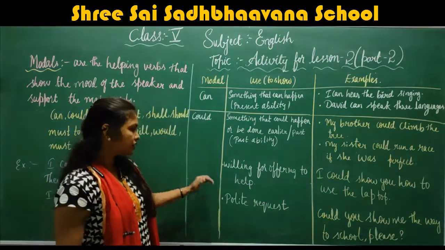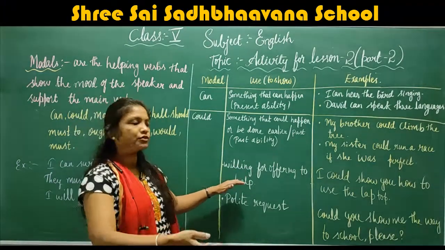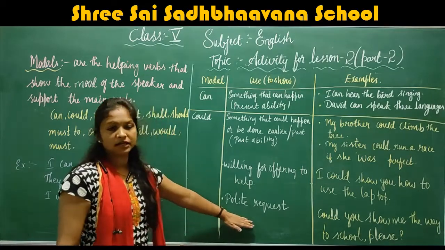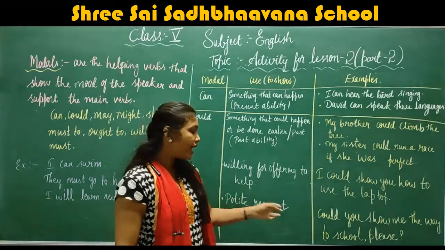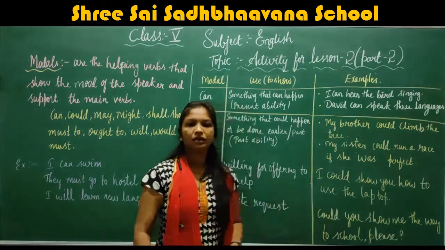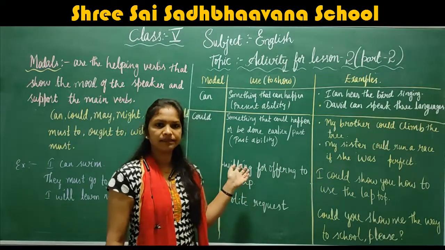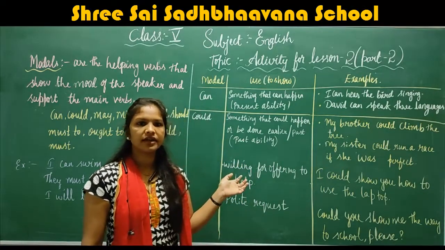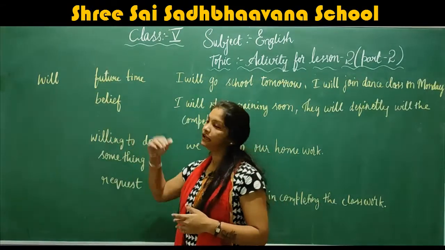Could is used for past ability, or when we are offering help to others, and for polite requests. When we want to make a request of another person, we have to add could. This is in past ability, in the past time. Okay, understood, children? Yes.